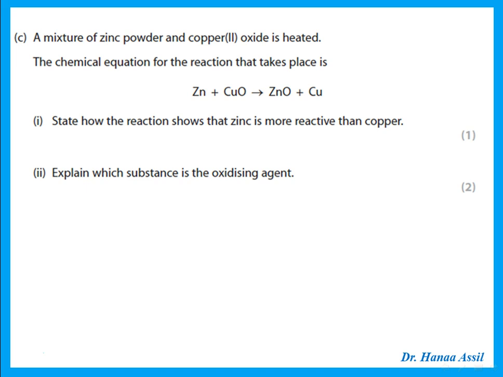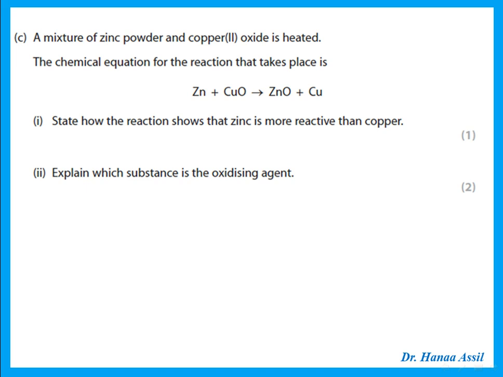A mixture of zinc powder and copper oxide is heated, and the chemical equation he gives you is zinc plus copper oxide, to give zinc oxide plus copper. State how the reaction shows that zinc is more reactive than copper. Remember, if he asks me, what type of reaction is this? This is a displacement reaction.